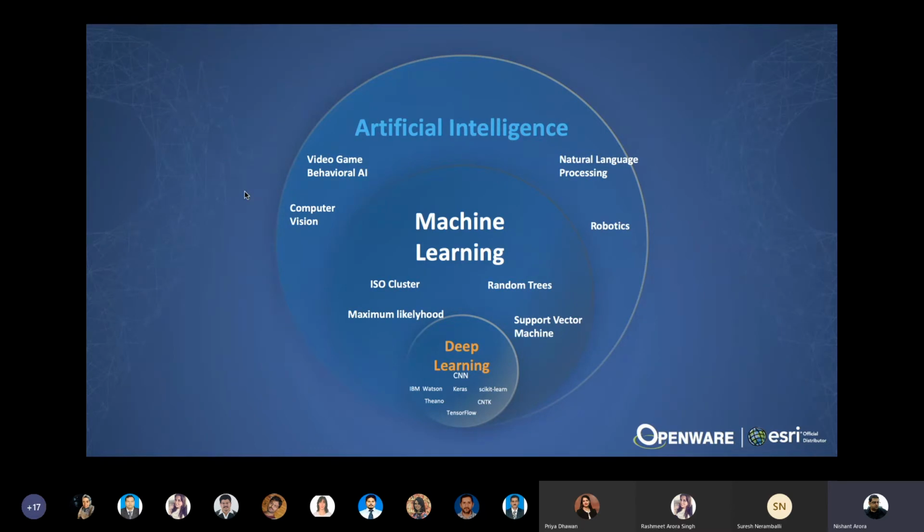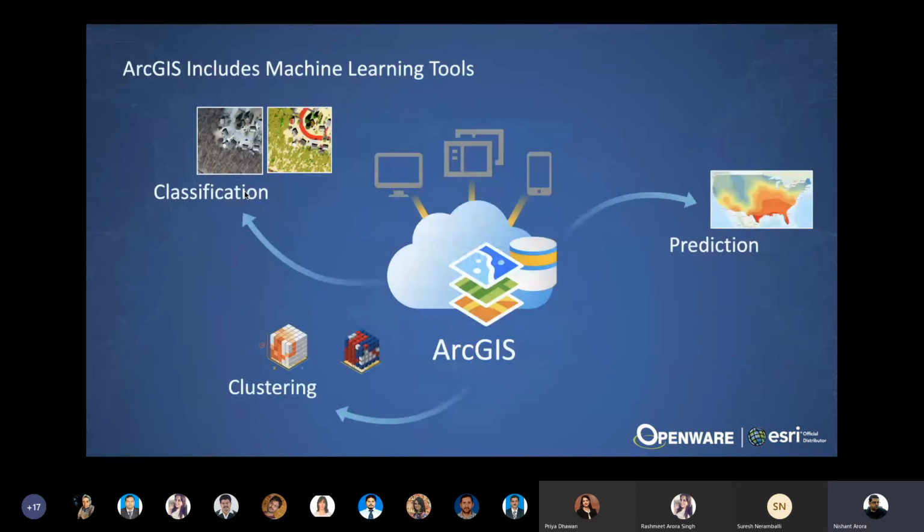Whereas deep learning has several other tools like TensorFlow, Keras, and IBM Watson, and these all together have been combined and brought into ArcGIS. Let's see how ArcGIS actually handles machine learning. So you can perform classification, prediction, clustering, and now deep learning within ArcGIS.